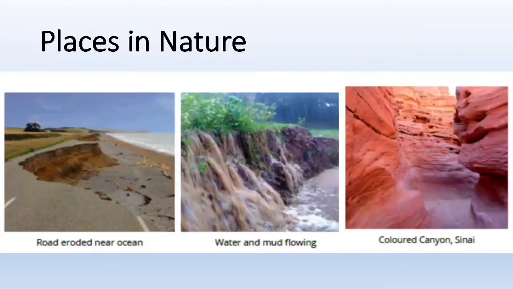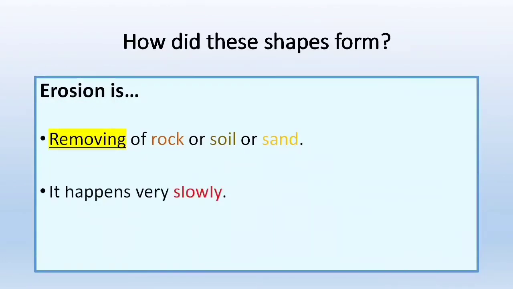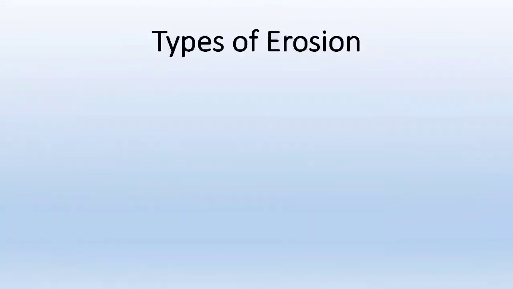Let's talk about erosion. In 3 points, it is the removal of rock, soil, and sand. It has to happen very slowly, which means over thousands or even millions of years. And finally, it has to only happen through natural forces. This means that removing caused by a tractor is not erosion.